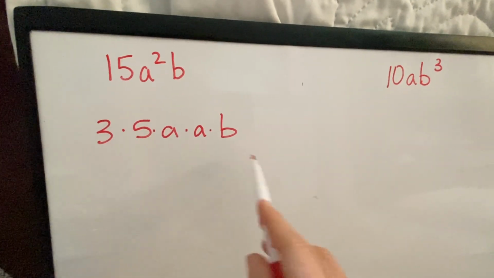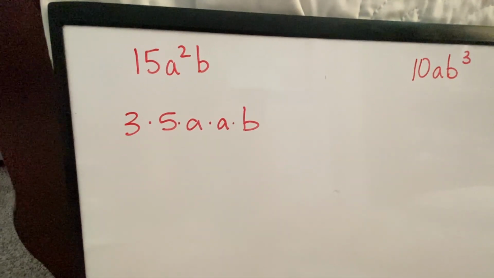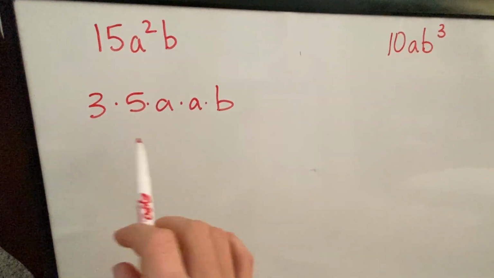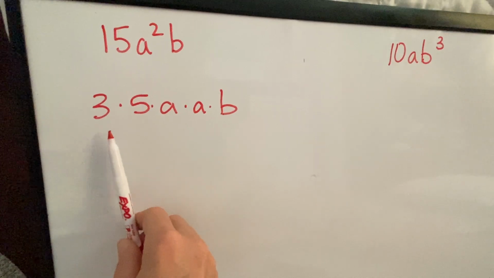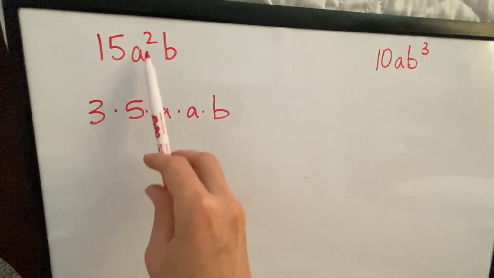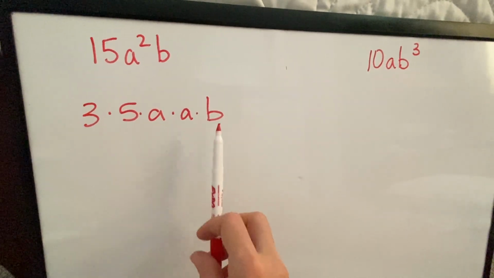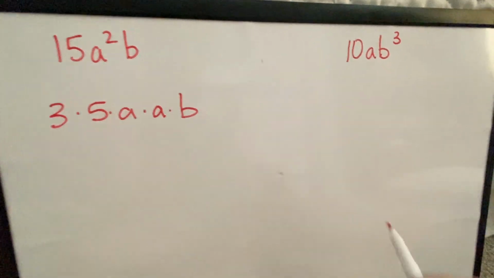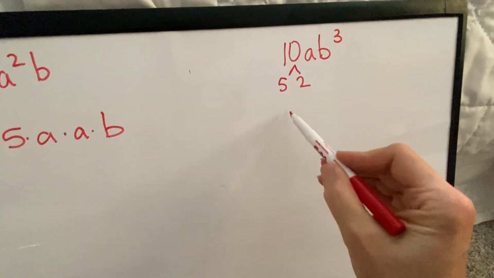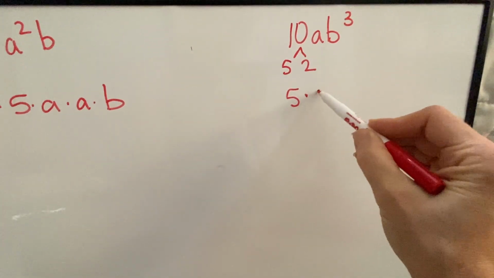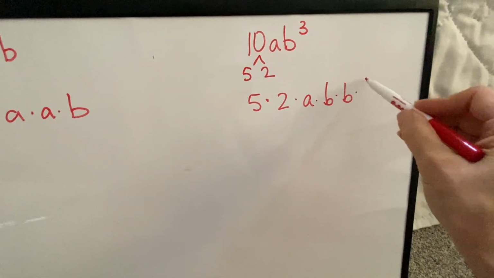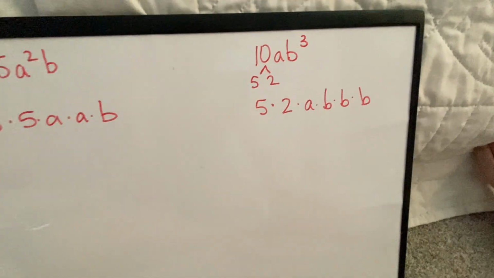They said to kind of break it out. I'm going to show you a little trick so you don't have to do that, but let's just break it out because that's how they say you want to do it in the book. So 3 times 5, and then you're supposed to write these out. So this is basically saying a squared is actually a times a, and then this is a b left, okay? This, if we broke this down, this would be 5 and 2, right? So 5 times 2 times a, and then 3 b's, because b cubed is b times b times b.